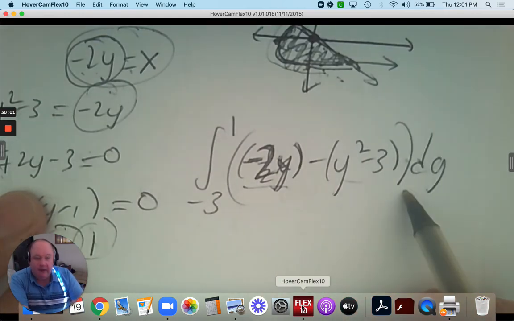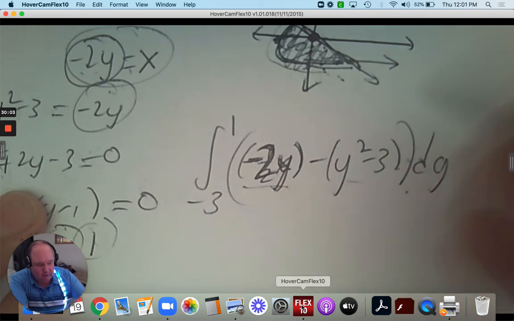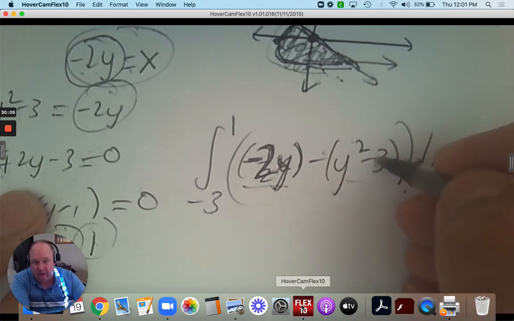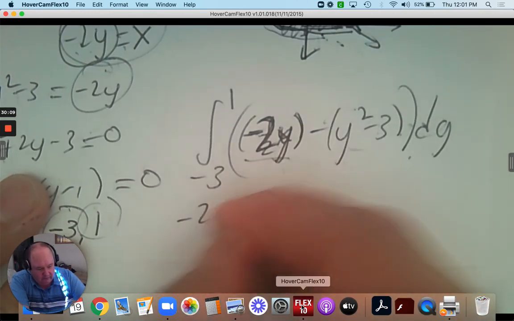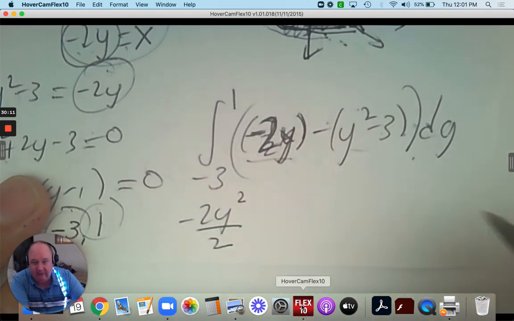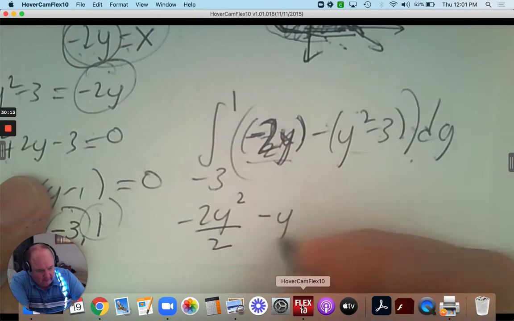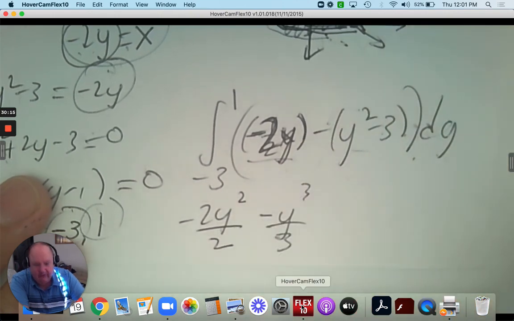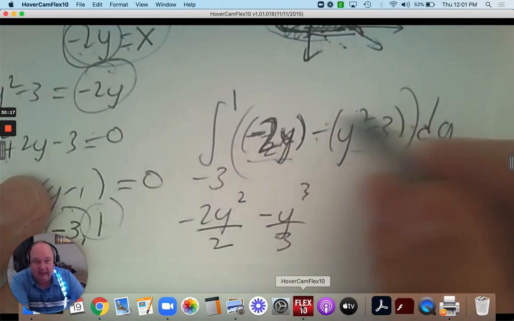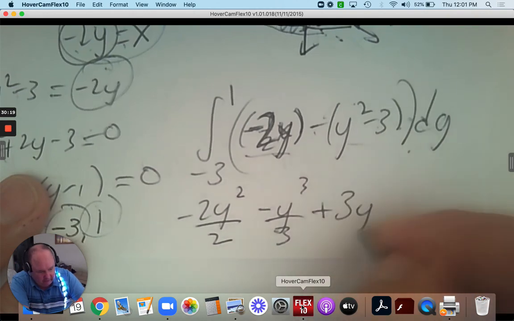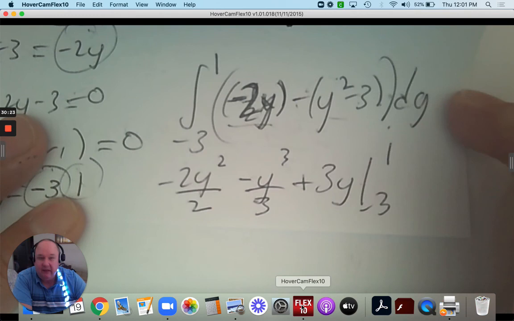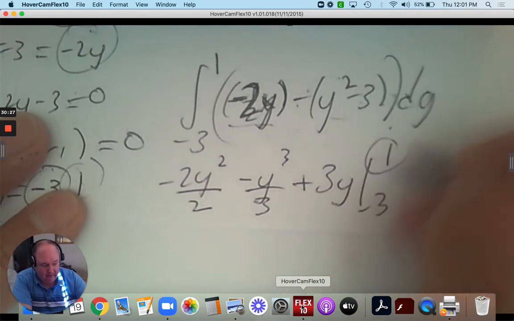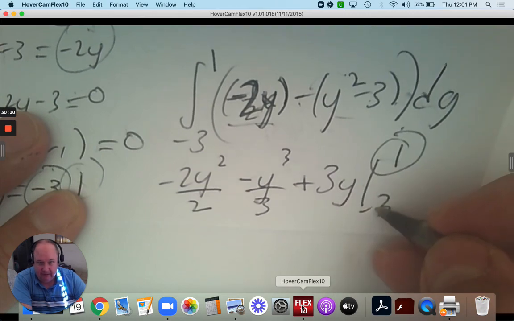So here's our setup. There are no like terms here. Just be aware that the subtract sign also belongs here, so it makes it a plus 3. So if I integrate this, you add 1 to the exponent and divide. If I integrate the next one, add 1 to the exponent and divide. And again, a negative makes it plus 3. So that's why it's plus 3y. And we're integrating from negative 3 to 1.